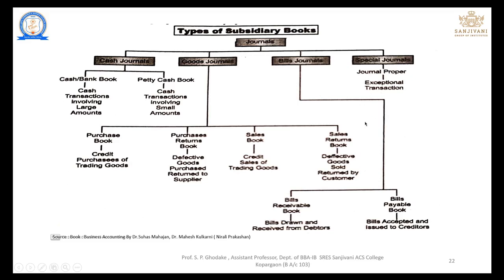So exceptional transactions are there. Those transactions which are not falling under the other books are recorded in the journal proper. So as per the chart, it is clear to you that all the four journals are subdivided into various books, and all these are called the subsidiary books. Now we'll see them one by one.